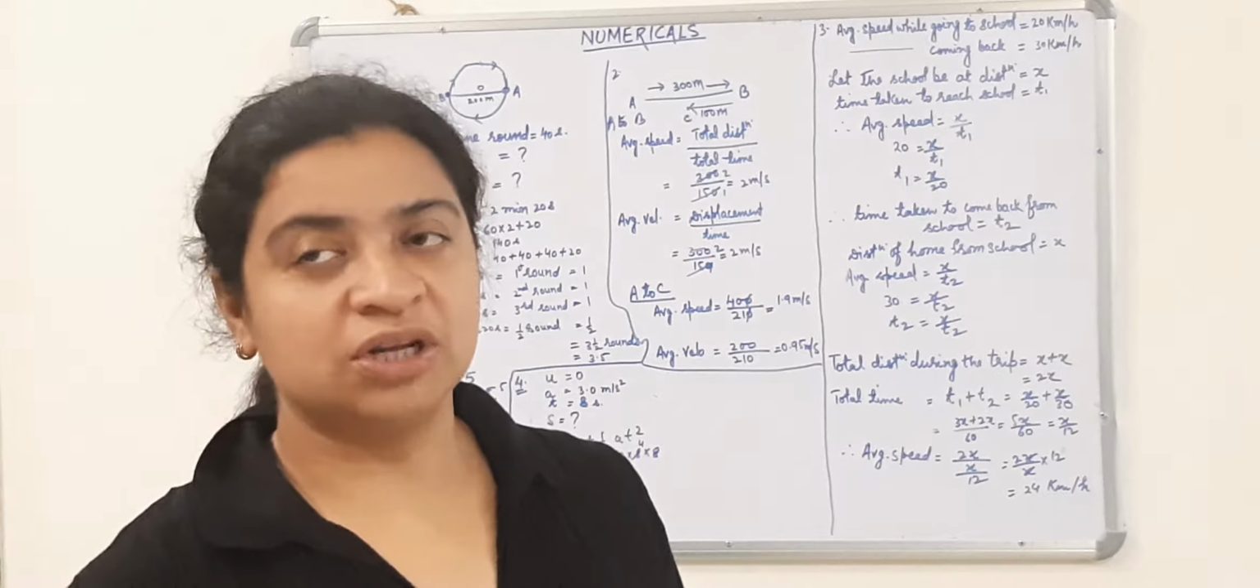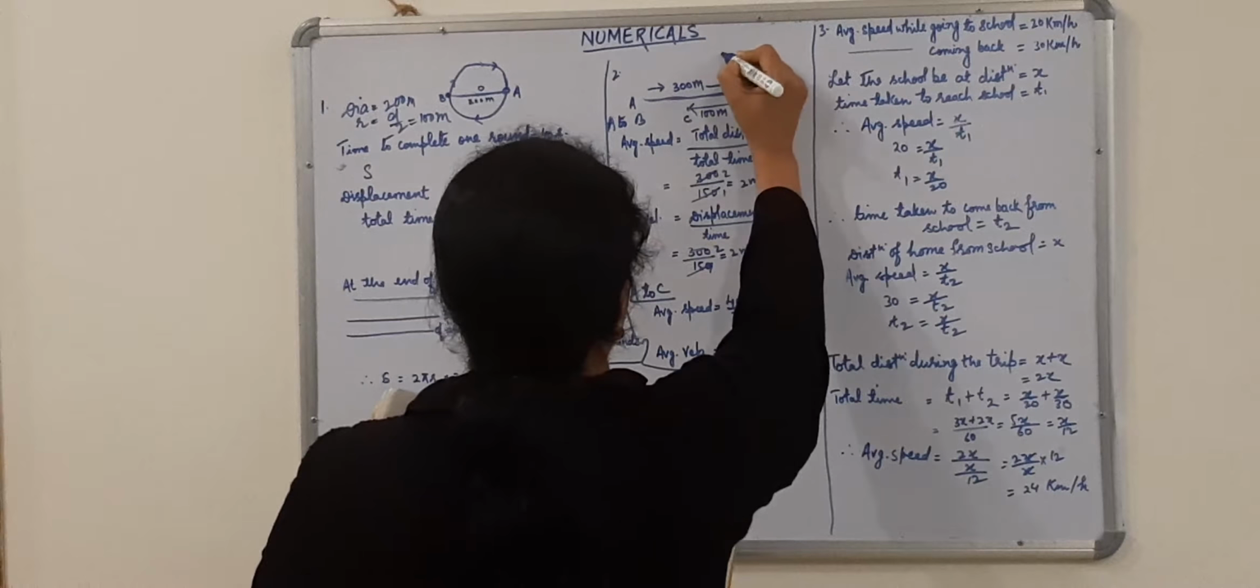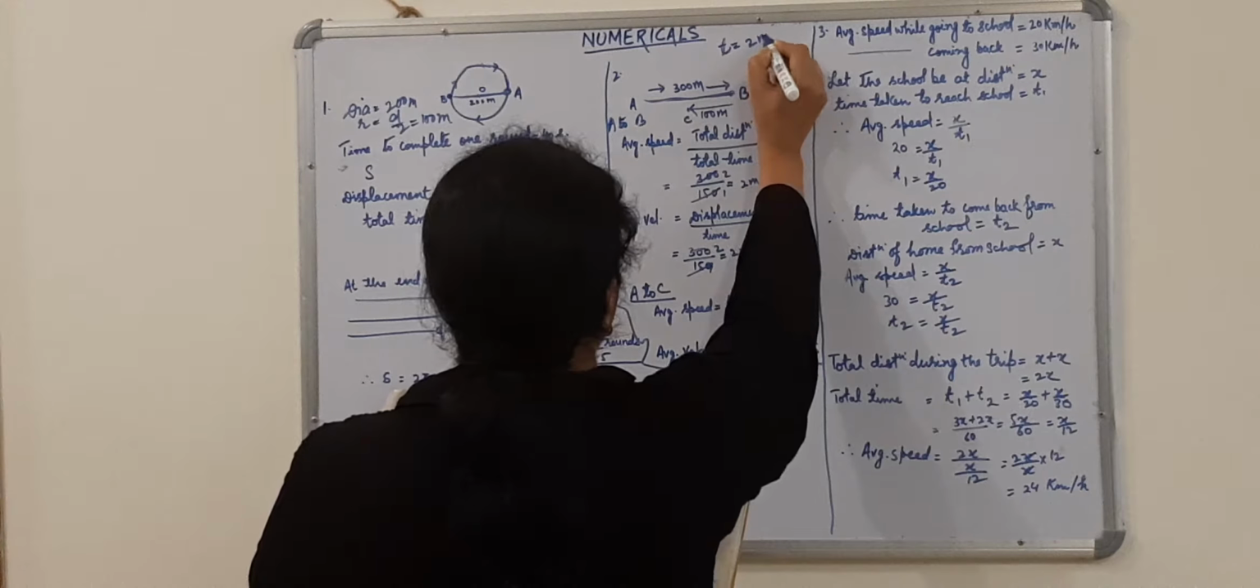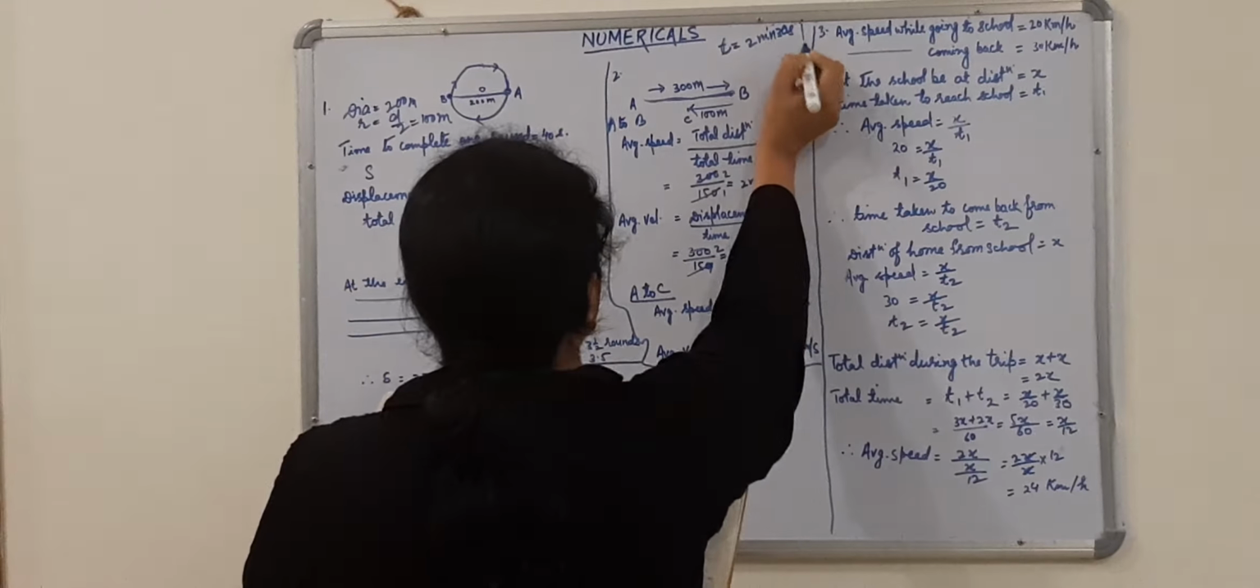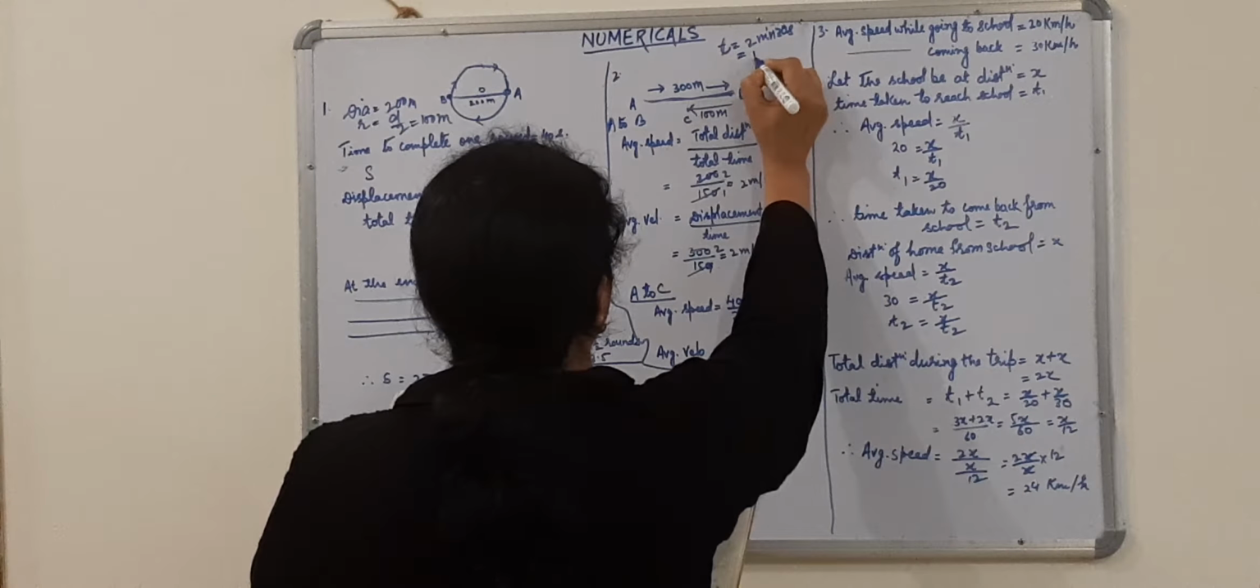Joseph jogs from one end A to the other end B of a straight 300 meter road. The road is 300 meter straight and Joseph jogs from A to B, that is 300 meter, and the time taken by him is 2 minutes 30 seconds. That is equal to 120 plus 30, that is 150 seconds.